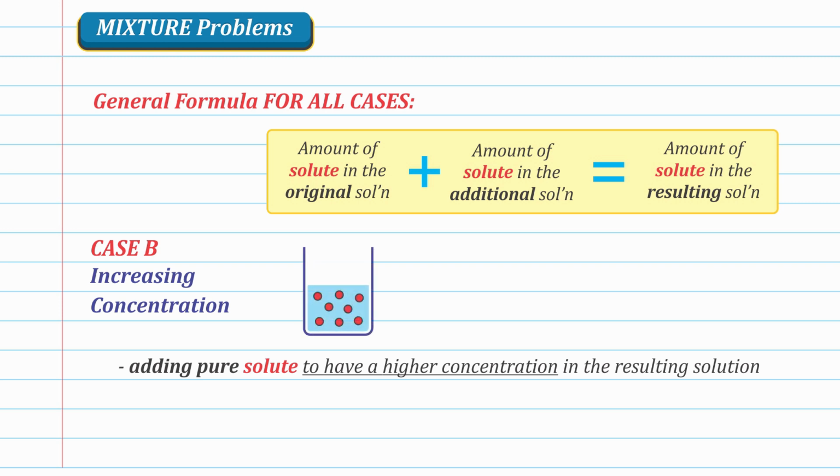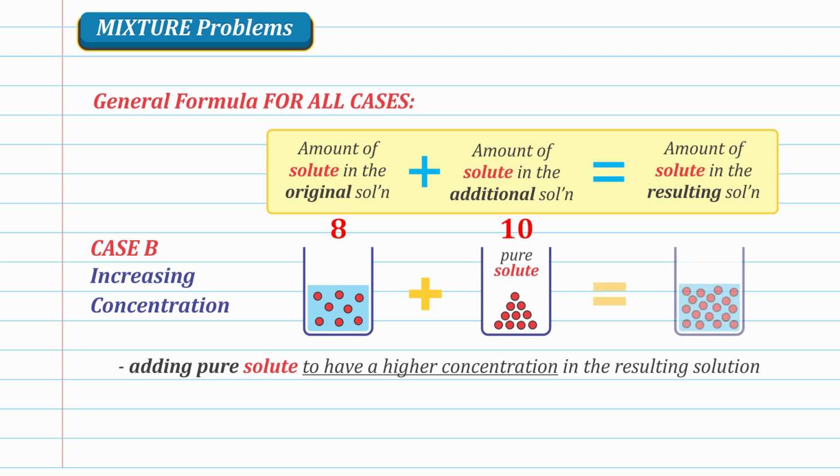To visualize this, we have an original mixture here with, let us count, 8 granules of salt. Then, we add pure salt, which of course contains 100% salt. Again, to demonstrate this, we can count that we are adding 10 granules of salt. Thus, it results in the same water in the solution, but with 8 from the original plus 10 added equal to 18 salt granules in the result.